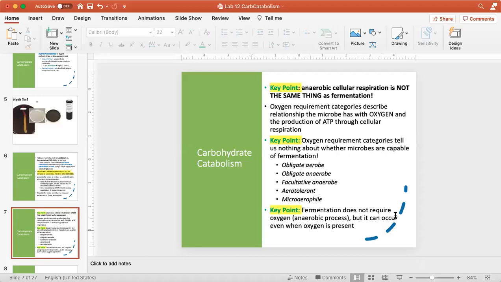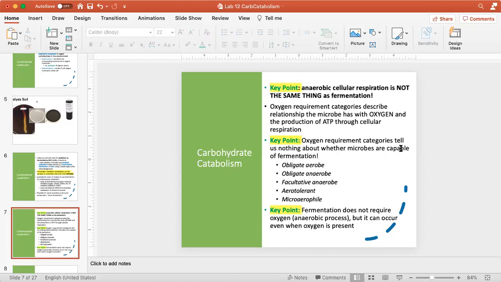Here's the second key point. Remember, we talked about oxygen requirement categories. We talked about how we use thioglycolate medium in order to figure out which category a bacterial cell belongs to. Oxygen requirement categories are only useful to us in terms of describing the relationship that a particular species has with oxygen. Okay?